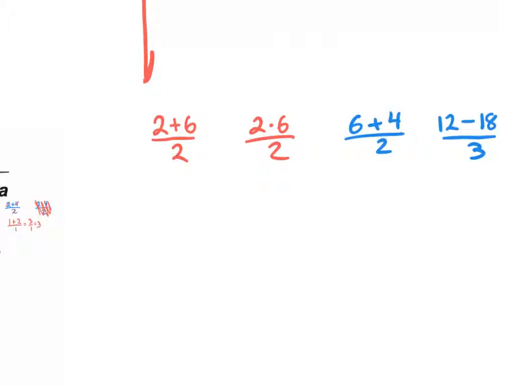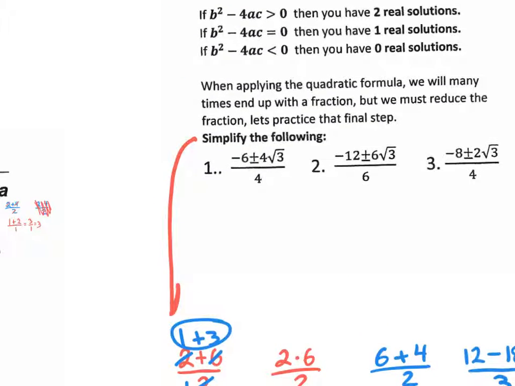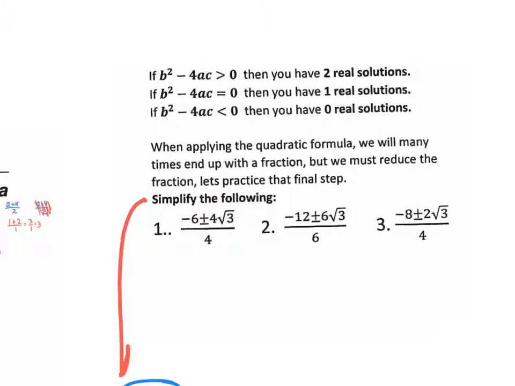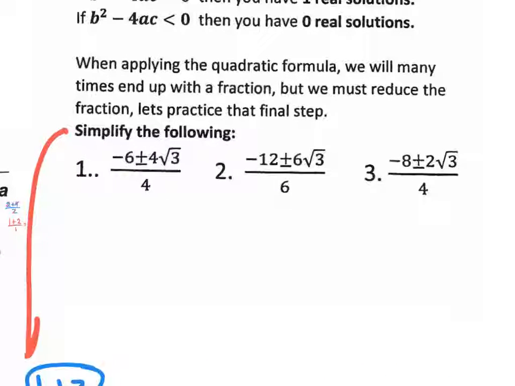But if you were to reduce by 2 on all of them, reduce by 2, reduce by 2, reduce by 2, you get a 1 plus 3 over 1, and 1 plus 3 is 4, which does work. 2 plus 6 is 8, 8 divided by 2 is 4. So if you're going to reduce, you have to reduce by all 3 terms. And on our notes, we had these 3 problems to practice by. So if you want, turn to your notes right now and let's practice this first one right here.